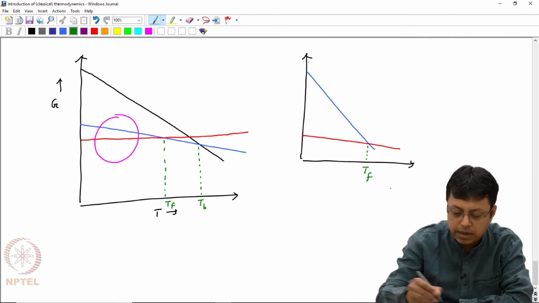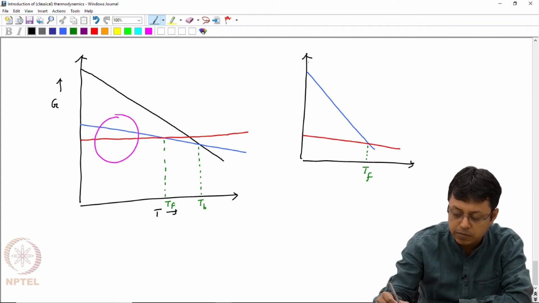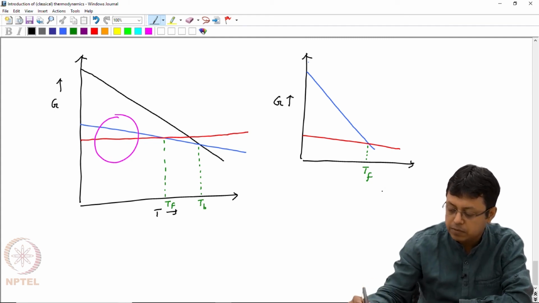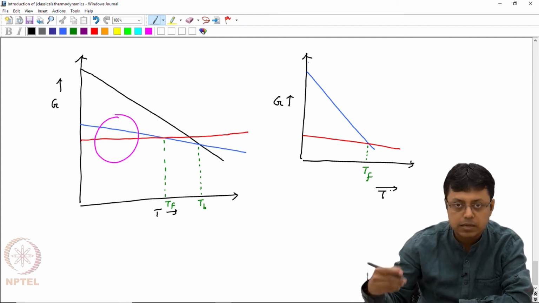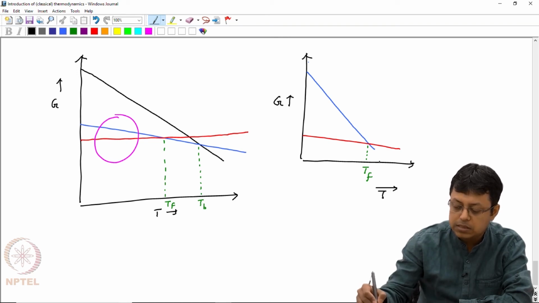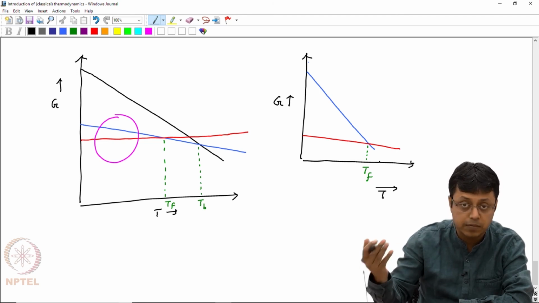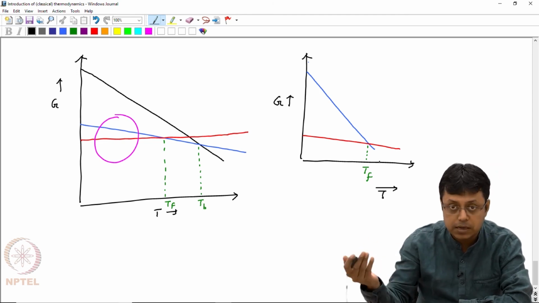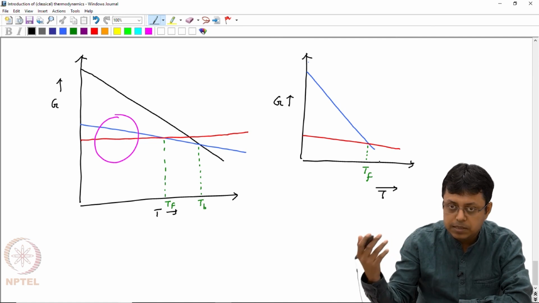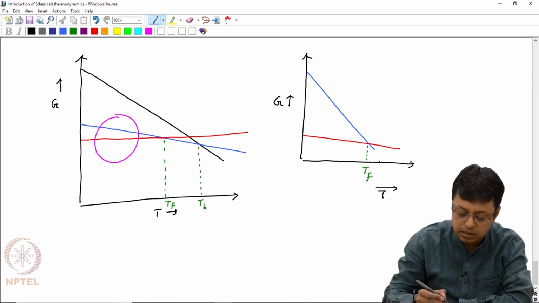So this is again a mu versus T curve, or G versus T curve. If it is per mole, then it is mu. Now this is the normal freezing point at that temperature. The Gibbs free energy for the red curve and the blue curve are the same, which means the two phases are in equilibrium, which happens during freezing, basically melting.